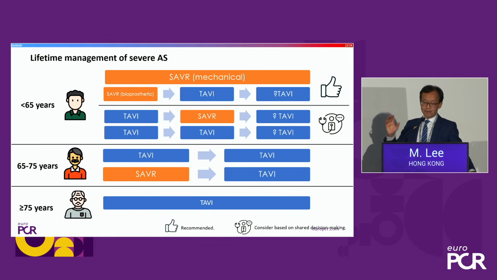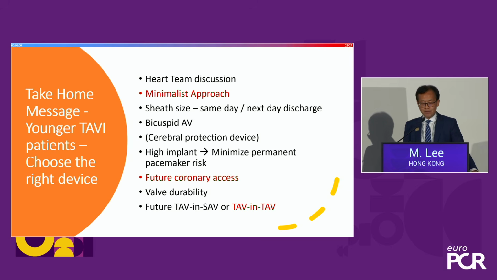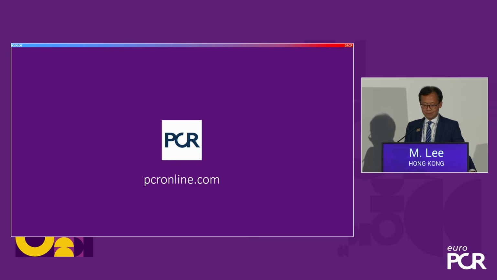So if we consider this redo TAVI, then the first valve is very important. Optimal position of the first valve and the optimal selection of the most appropriate valve is the most important for this patient's lifetime management. There are a lot of others to consider. But today, I'm just highlighting to you that future coronary access and the future TAV might be one of the most important factors to consider when we choose the first valve for these younger and lower risk patients. Thank you for your attention.